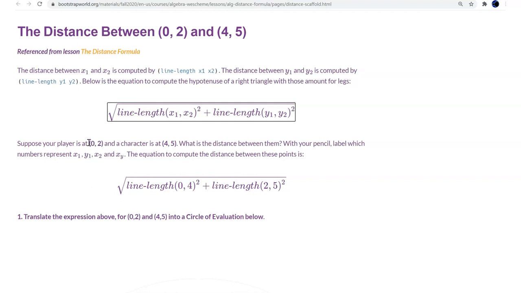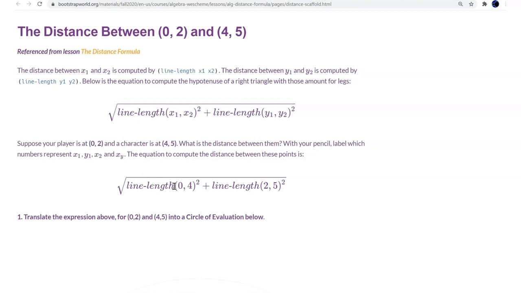So let's say our player is at 0, 2, and 4, 5. Right? So this is going to be x1. This is going to be y1. 4 is going to be x2. 5 is going to be y2. Right? So if we have multiple things, we'll just call them x and y, x1, y1, x2, y2. What's the distance between them?